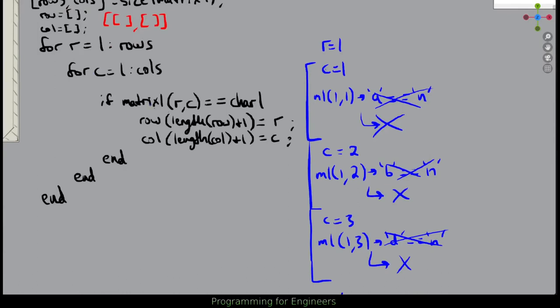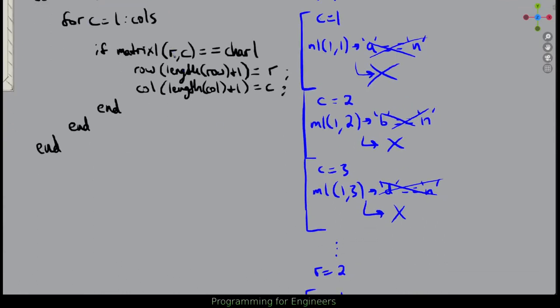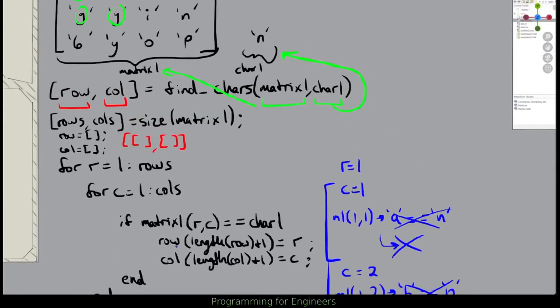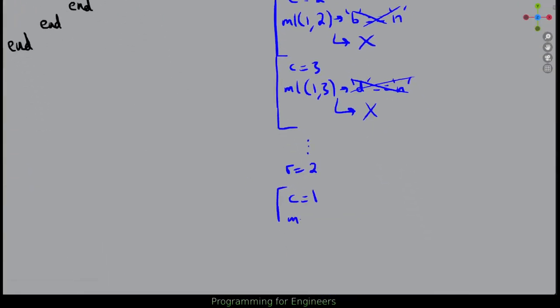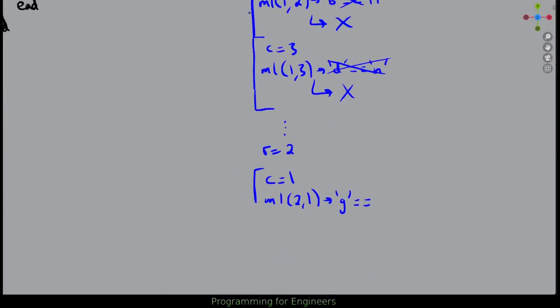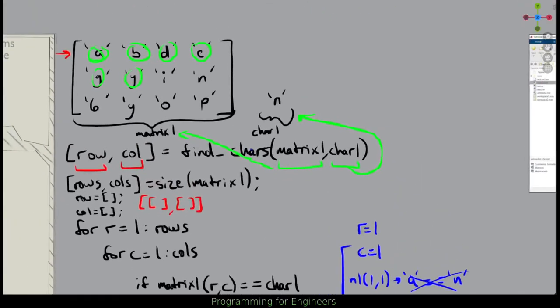So if matrix 1 at 2, 1, which is G, equals char 1, which is N, then we do something, but since it's not, we don't. And of course, we can just see ourselves, it'll be at this point that we finally get to an N. And since this is the only N, this is the only one where we'll get into the if statement. So we'll get to row 2, column 4.